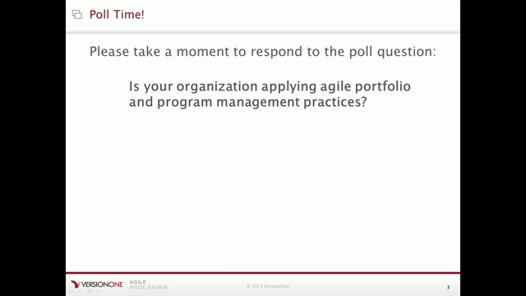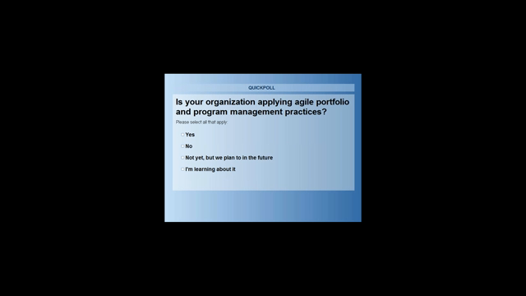Before Andy jumps into how to implement Enterprise Agile using version 1, we would like to ask you a couple of questions to help us understand a little more about your experiences with Agile at scale. So the first question we would like you to respond to is: is your organization currently applying Agile portfolio and program management practices? The choices you can select from are yes, no, not yet but we're planning to, or we're learning about it.